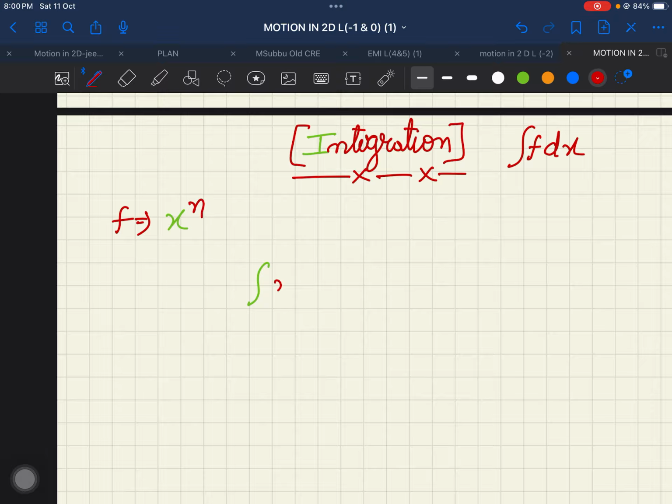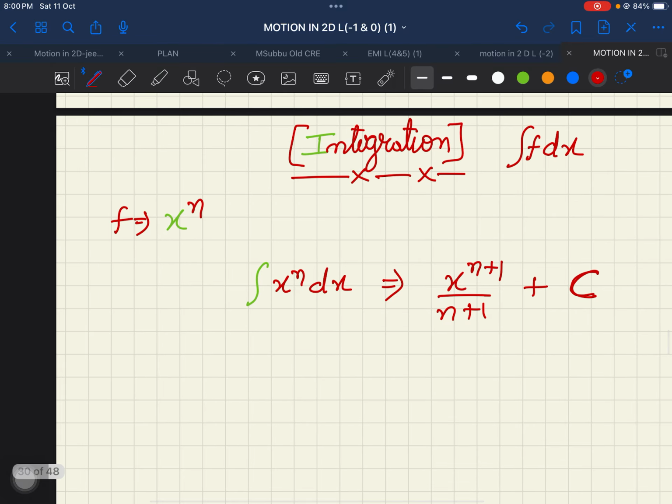Okay, so the integration of x to the power n dx will be equal to what? The formula is x to the power n plus 1 divided by n plus 1, plus some constant. All right, in integration there will always be a constant. It is denoted by c.